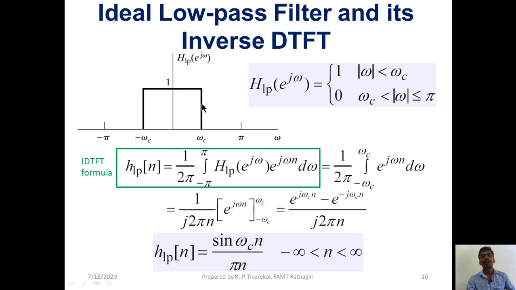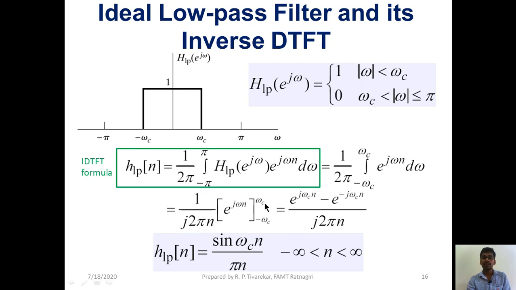So if we want to find the time domain nature of this low pass filter, we will have to use the IDTFT equation, that is this IDTFT. Here we have h low pass of n is equal to 1 upon 2 pi integration over minus pi to pi h low pass of e raised to j omega into e raised to plus j omega n into d omega as usual. If we substitute the value of h low pass of e raised to j omega here, and we look at the actual range where that signal is present, we can modify this formula, because the signal is present over minus omega c to plus omega c, and the actual value is 1 into e raised to j omega n d omega. We straightforwardly solve this.